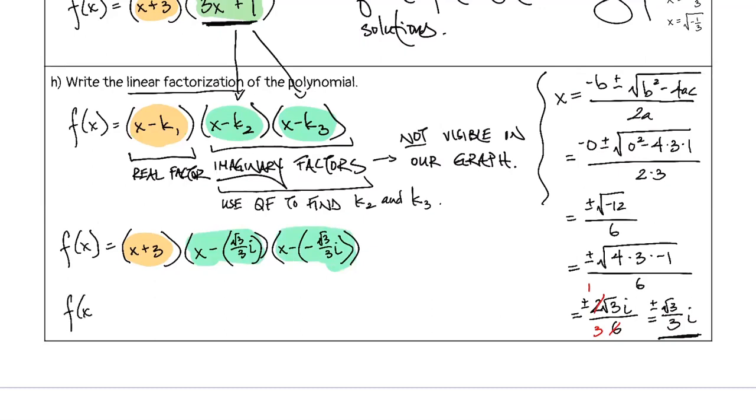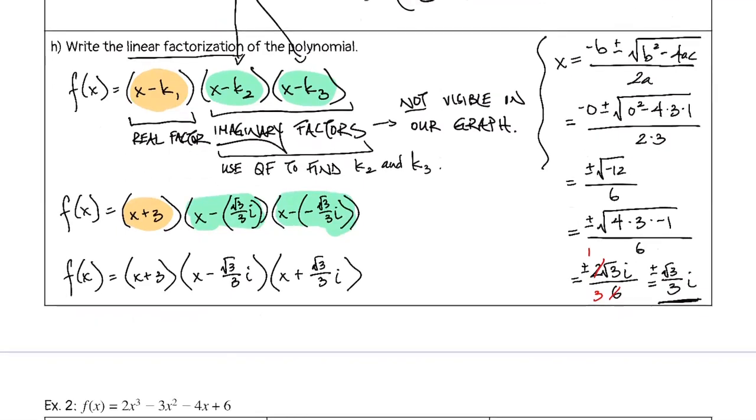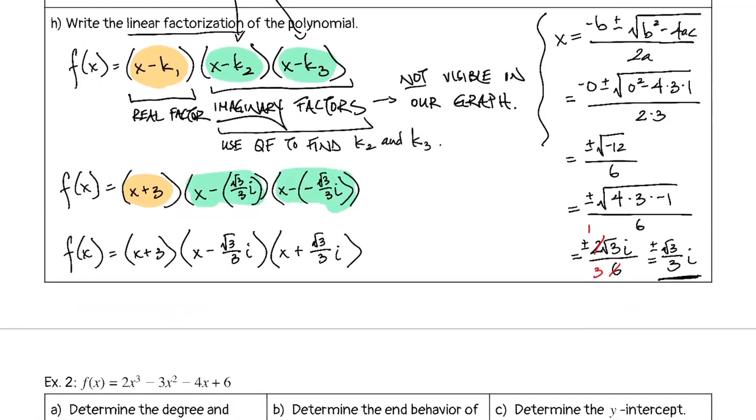And we could simplify this a little bit to get x plus 3 times x minus root 3 over 3 i times x plus root 3 over 3 i. Okay. Now, one quick question for you. If I multiply this all out, what is the leading coefficient going to be?